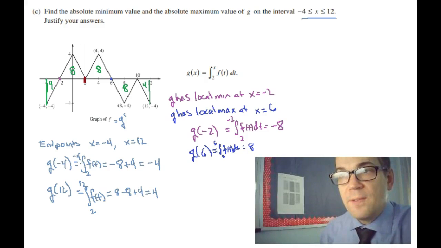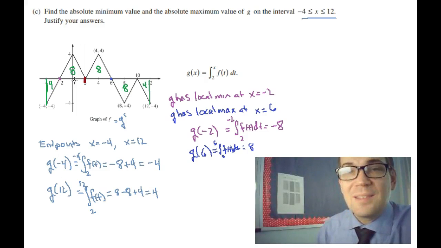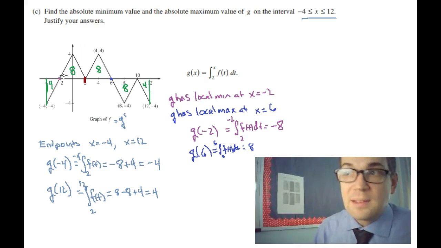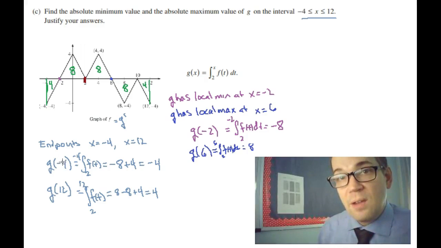To find g of -4, I integrated from 2 to -4. So I'm starting here at 2, and I'm going in this direction. Since dx is moving in a negative direction and these y values are positive, I would consider this as a -8. As I continue left, dx is a negative direction, these y values would be negative, so a negative and a negative make a positive, so I have a +4. G of -4 ends up equaling -4.